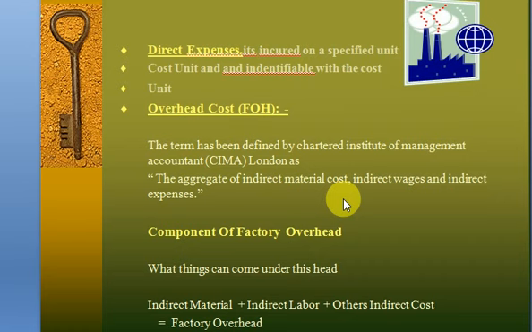the grease that is used in the machinery, the mobile oils, the lubricants, the paints, these are used in the factory, in machinery. That is in the category of indirect materials. Similarly, the factory supervisor, superintendent, the manager's salary, that is indirect labor cost or indirect wages.